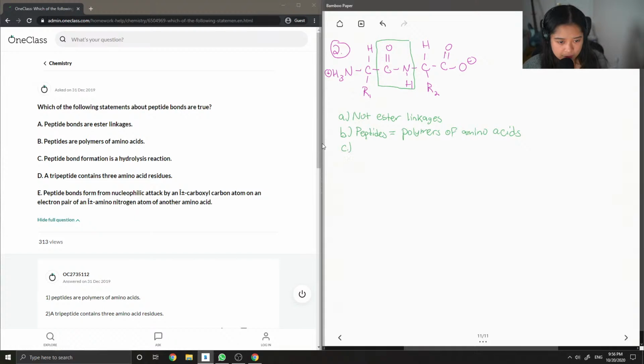C. Peptide bond formation is a hydrolysis reaction. So this is false. It's not hydrolysis. What actually causes peptide bond formation are condensation reactions. A tripeptide contains 3 amino acid residues, so this is actually correct.